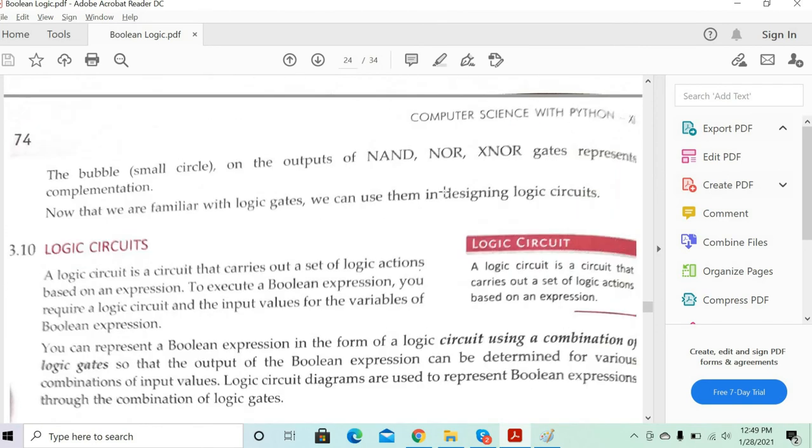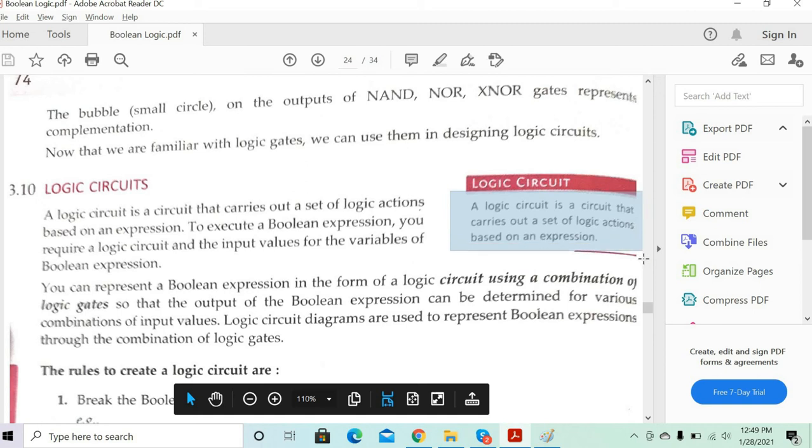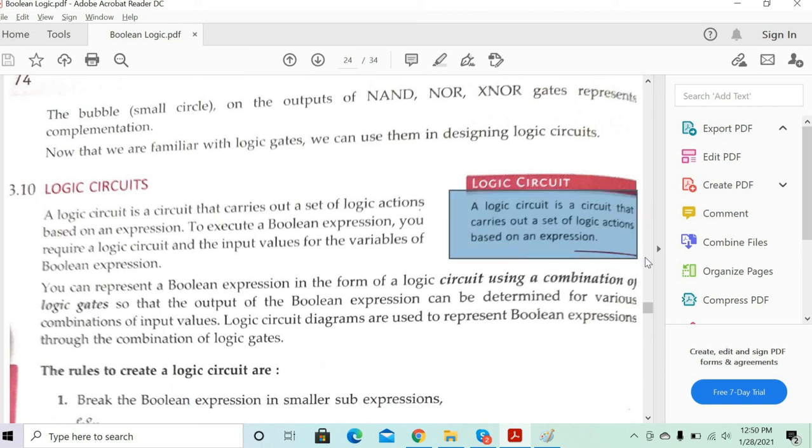Okay, so we understood the NAND gate, we understood the NOR gate, we understood the XNOR gate. Now we'll come to something called the logic circuits. The logic circuit is a circuit that carries out a set of logic actions based on the expressions. So remember, the logic circuit is a combination of your AND, NAND, XNOR, XOR, all these become the logic circuits.